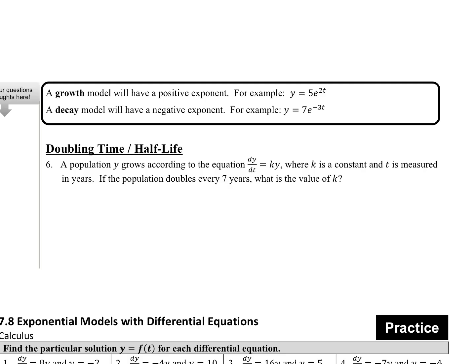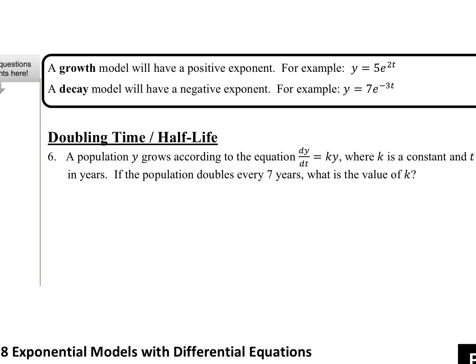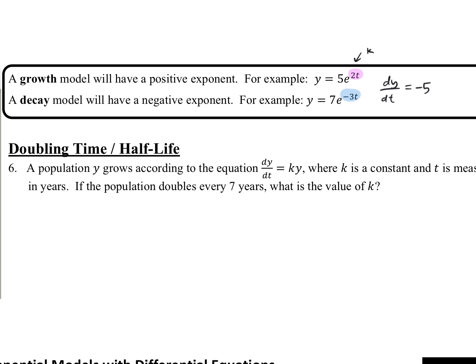All right, just another thing, reminding you guys, if it's growth or decay: growth is when your exponent is positive. Decay is when your exponent is negative, if you're given the exponential growth formula. Those are your K values. So if your dy/dt has like a negative 5t, that would be an example of an exponential decay because your K value is negative, okay?